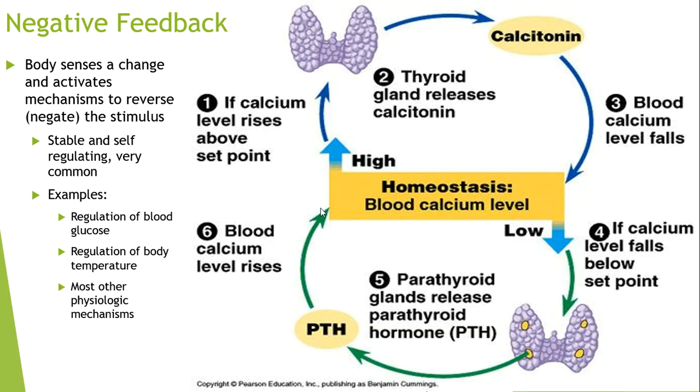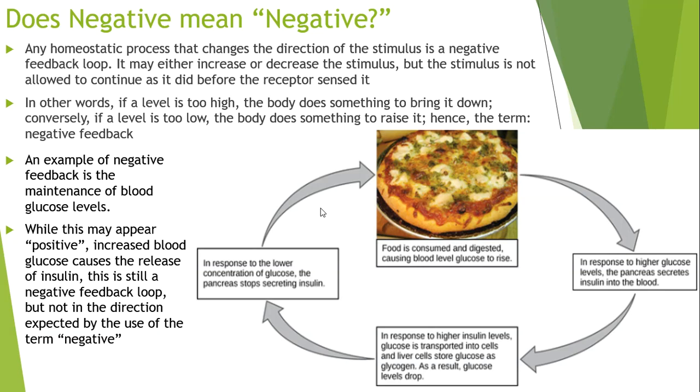We already talked about how it regulates body temperature, and believe it or not, most physiologic mechanisms are part of the negative feedback response. So I kind of highlighted it when I was just talking about it there, but does negative really mean negative? When we hear the word negative, we tend to mean bad or in a downward direction. But what we're talking about here with negative feedback is any homeostatic process that actually changes the direction of the stimulus is considered a negative feedback loop.